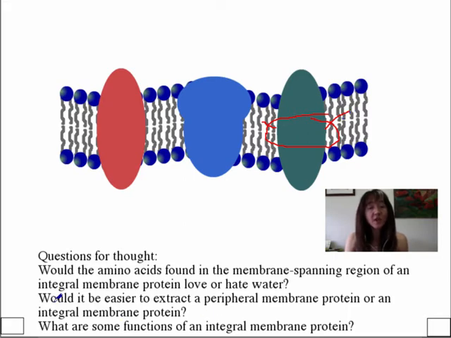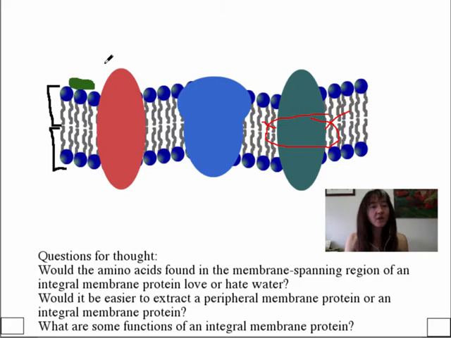So then I also want you to think about, would it be easier to extract a peripheral membrane protein or an integral membrane protein? So in this picture, we're only showing integral membrane proteins, but what if we drew on here a peripheral membrane protein, a little green guy, that is just associated with the outer leaflet of this membrane. So, hey, I just used some sexy terminology. Let's make sure we're all with me. This is the outer leaflet of the membrane, and this is the inner leaflet. So notice here, this little green peripheral membrane protein is associated with the outer leaflet.